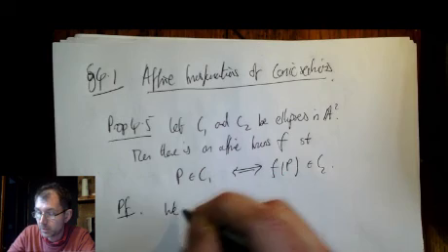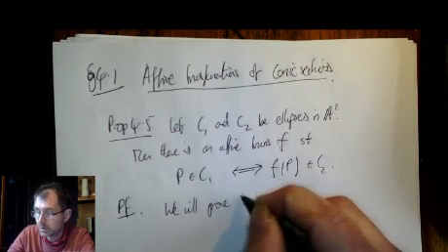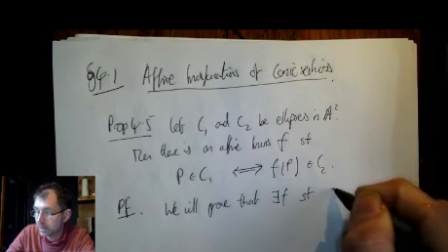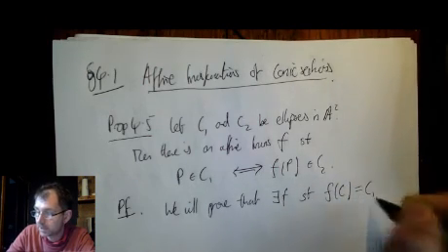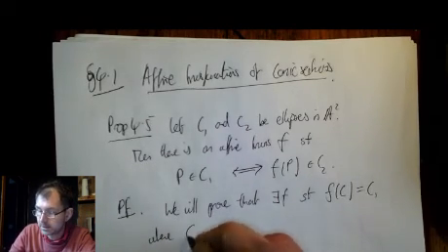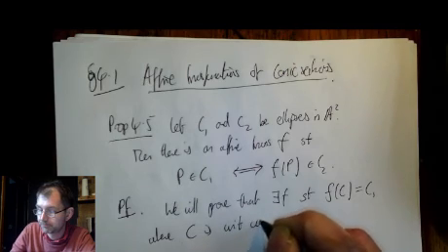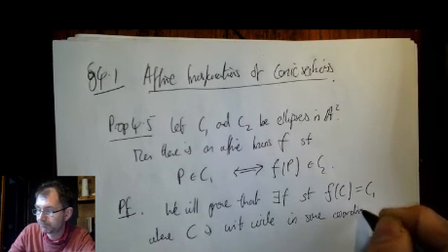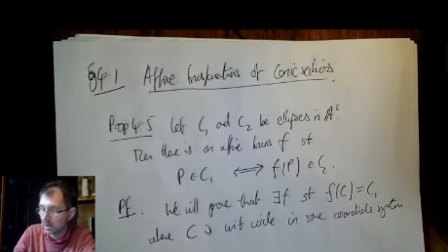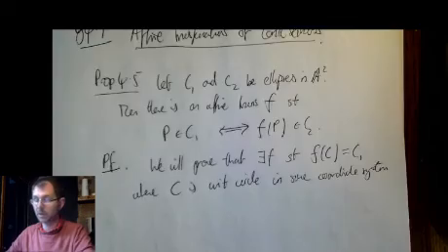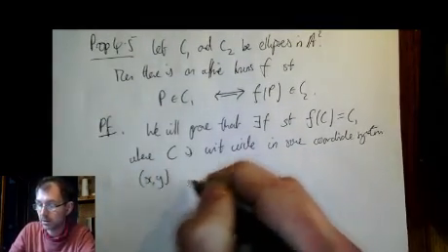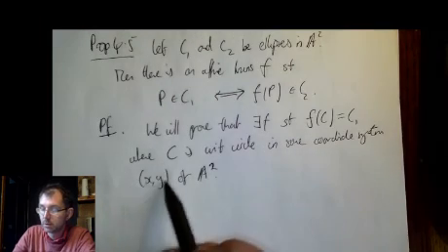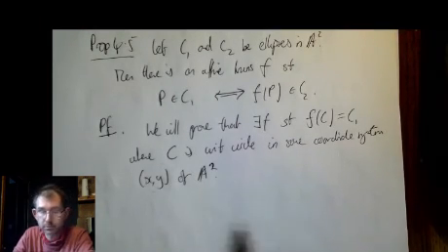So we will prove that there exists an affine transformation F such that F of C is C1, where C is the unit circle in some coordinate system xy of A2. So this is implicitly telling us that there is an origin here, which is 0, 0.